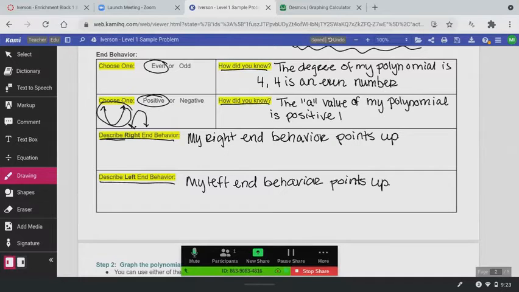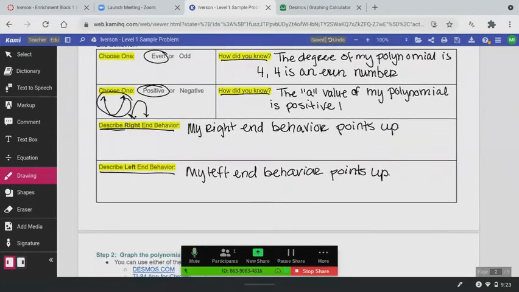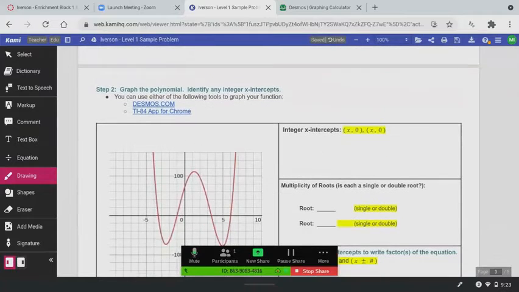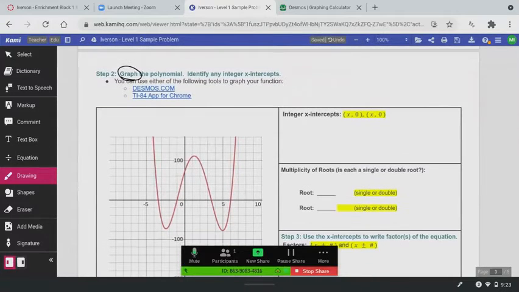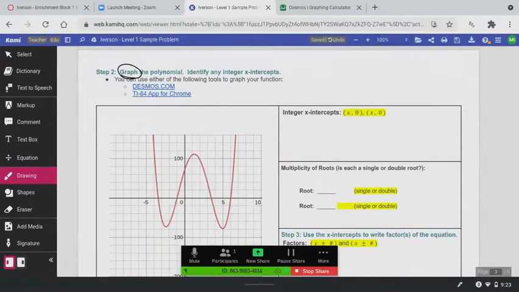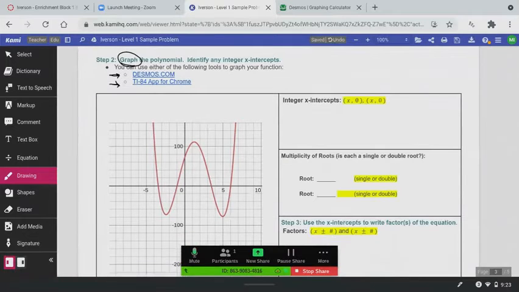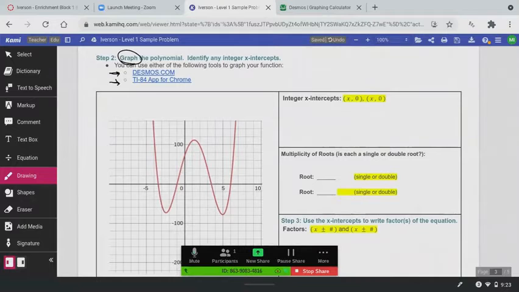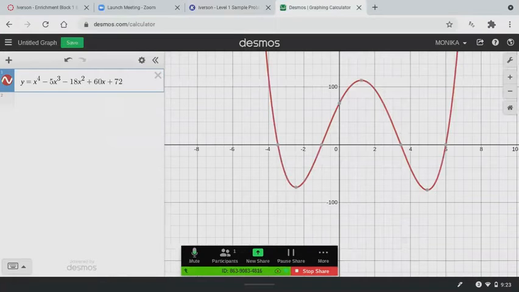Okay, so after we've determined end behavior, we are then going to go to step 2, which is to graph the polynomial. We've given you the tools of Desmos or the TI-84 app for your Chromebook in order to do this. I personally graphed my polynomial in Desmos, which is how I got this lovely graph below. So if I take a look at my graph in Desmos, you can see that this is what it looks like.